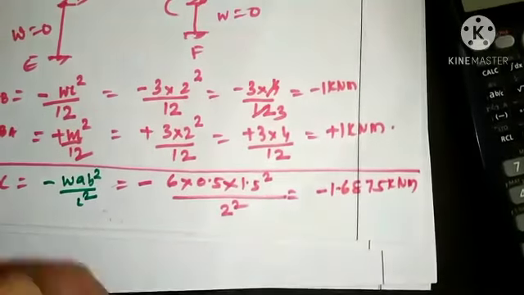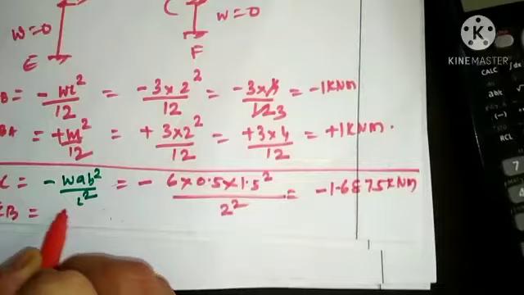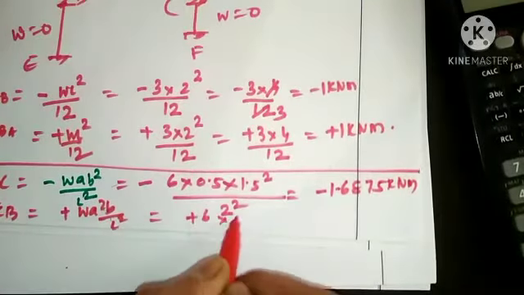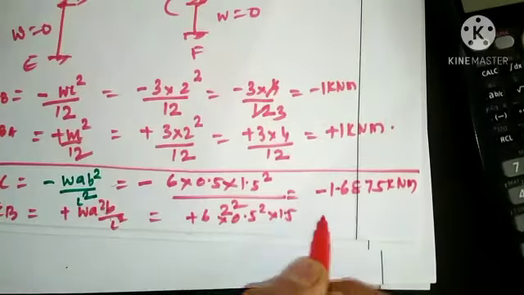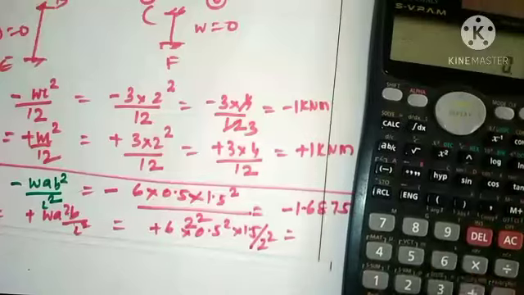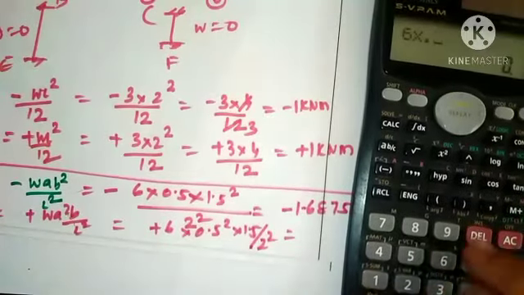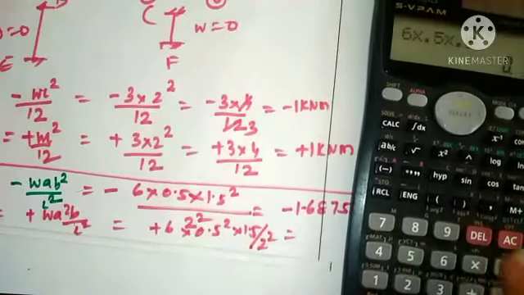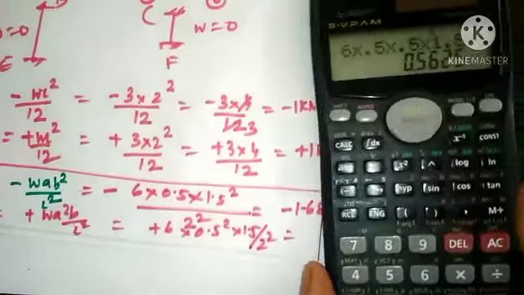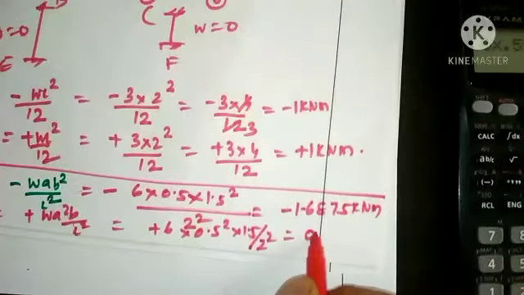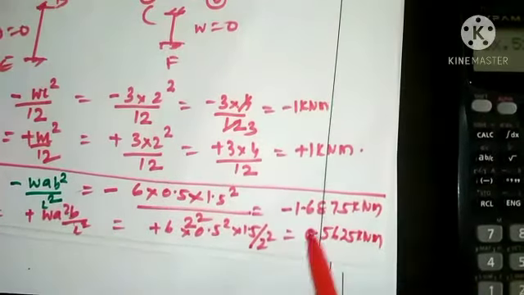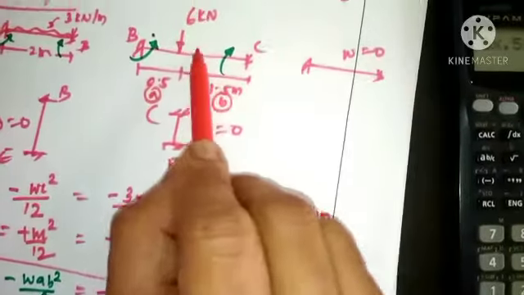kilonewton meter. Likewise, MFCB will be plus of W A square B divided by L square, plus of 6 into 0.5 square into 1.5 divided by 2 square. So this will come as 6 into 0.5 into 0.5 into 0.5 into 1.5 divided by 4. So this will come as 0.5625 kilonewton meter. Please check out. The values will be different because it is a non-symmetrical position of the load.